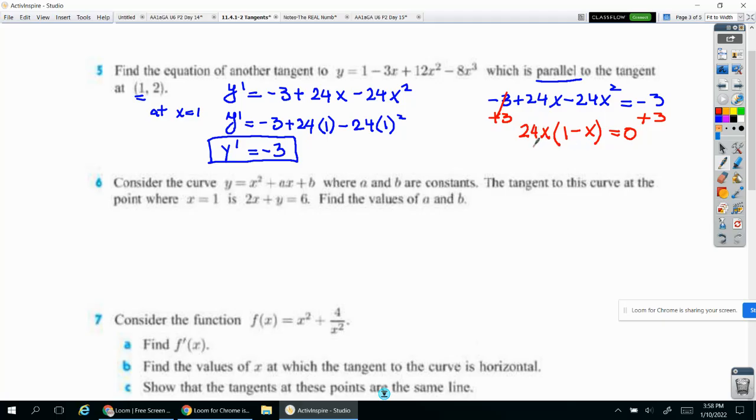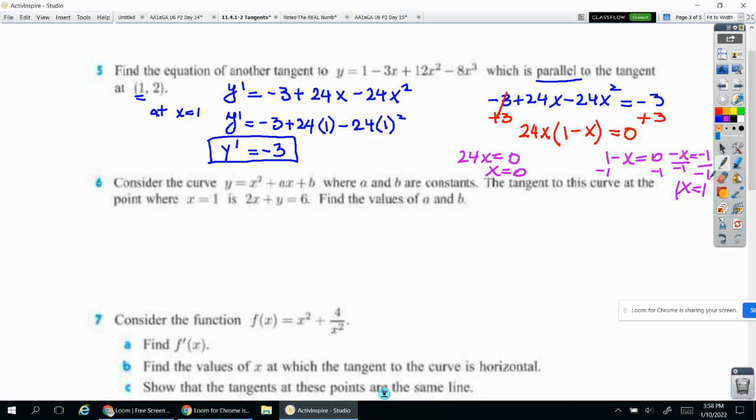Now, to solve this equation, we are going to use the zero product property, which says if you have a product of two numbers that is 0, that means that at least one of the numbers is 0. So either 24x equals 0 or 1 minus x equals 0. Solving this means that x would be 0. And if I solve for this, I subtract 1, so that's -x equals -1. And then divide both sides by -1, I have that x is 1.